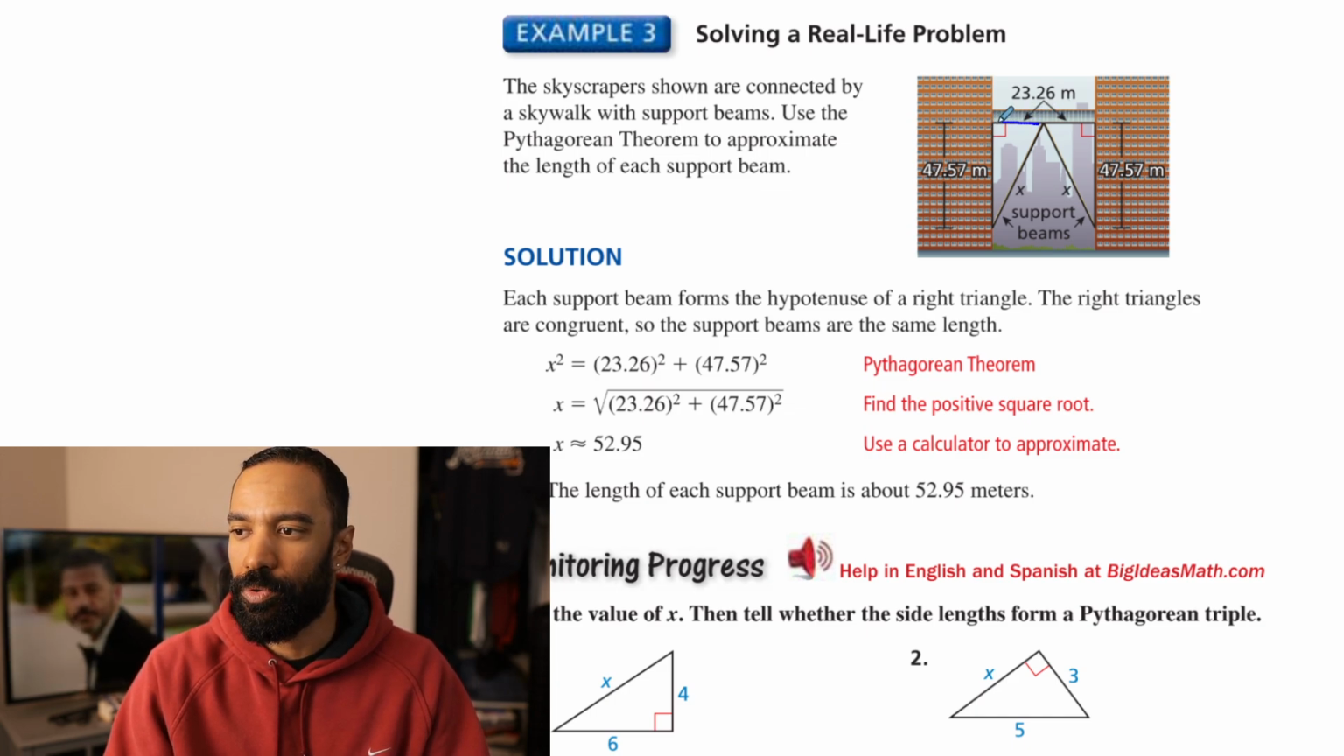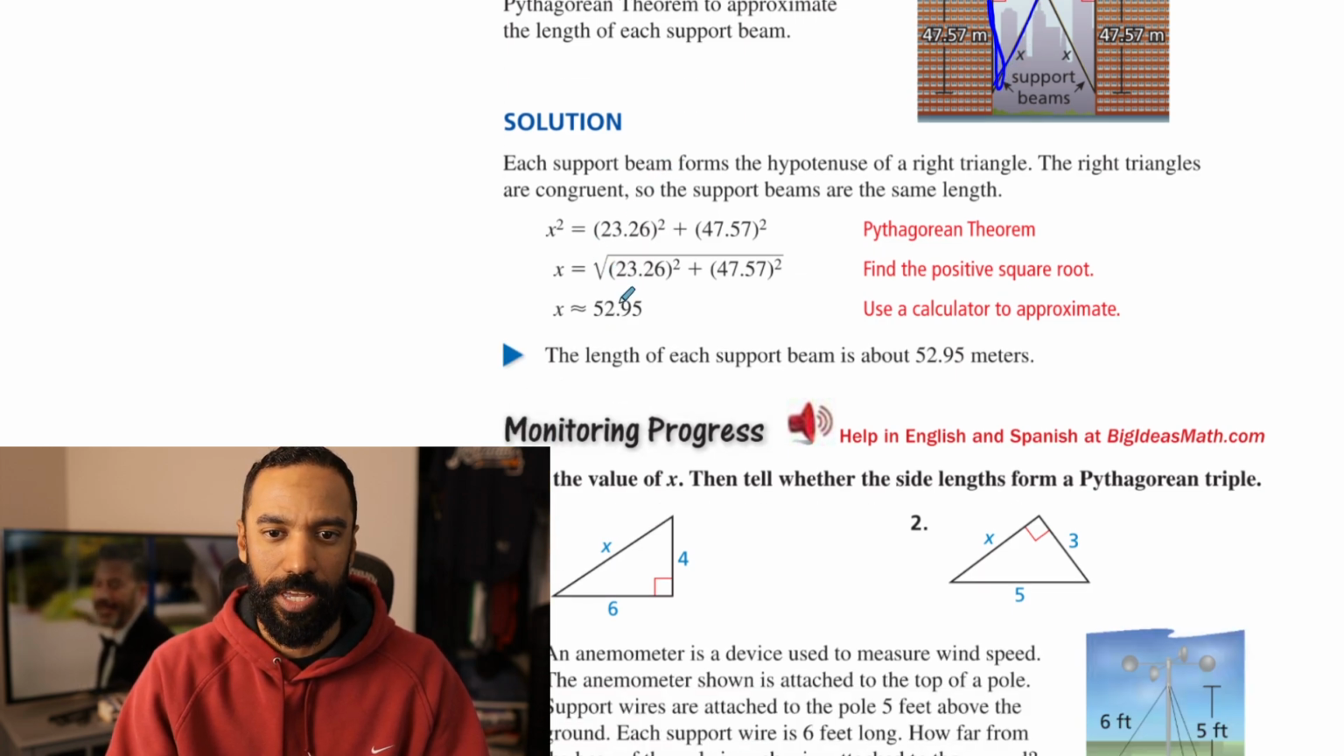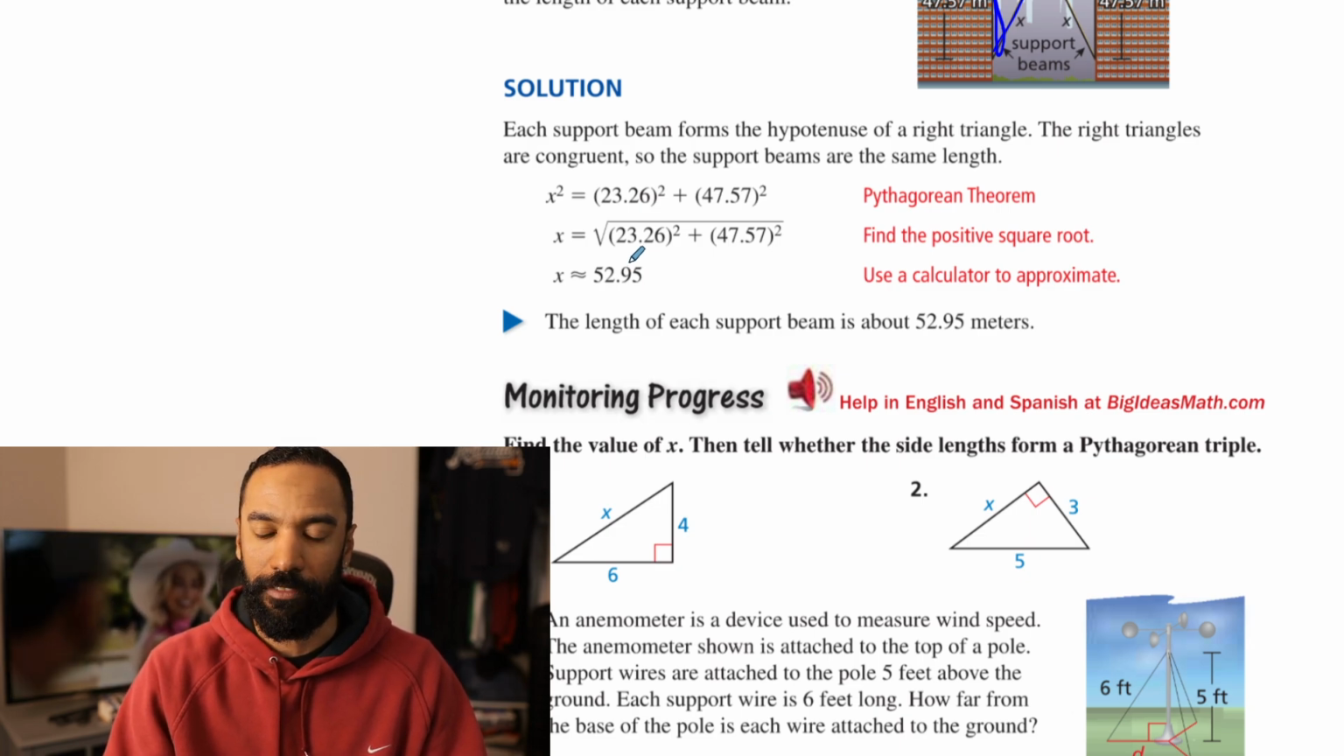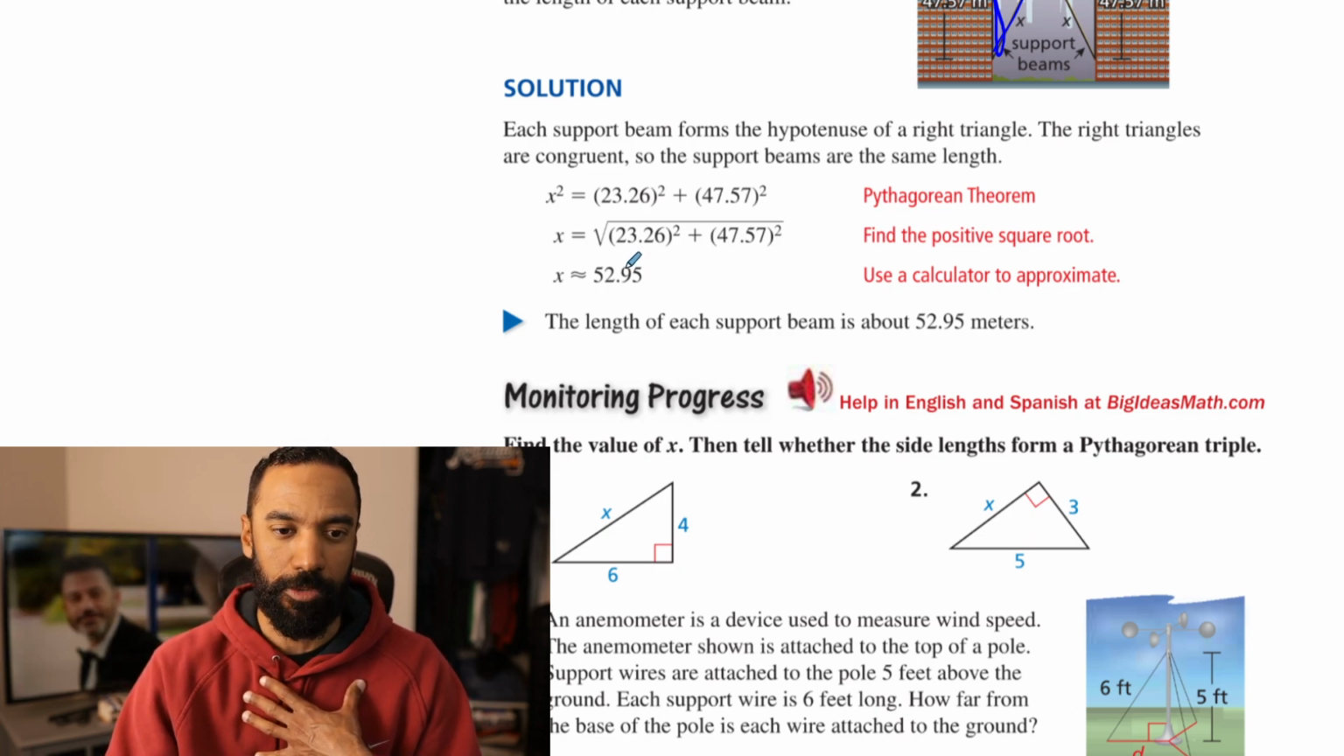Okay. So 23.26 here, 47.57 here, and this unknown length here. So we got to do this squared plus this squared equals that squared. And then you take the square root of the value you get and round to the nearest hundredth, which is 52.95. So I have to get my calculator out for these problems, it looks like.